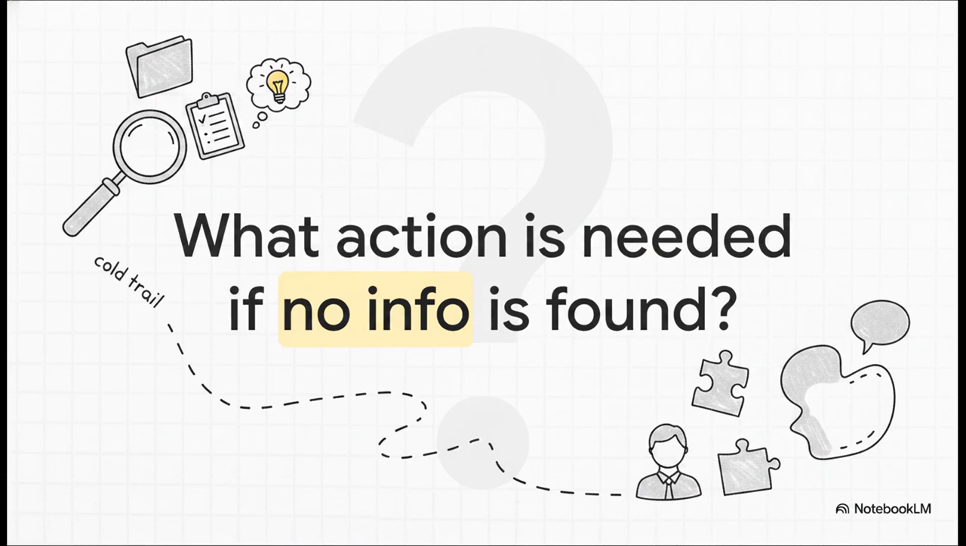According to the resolution workflow, what is the correct action if you are working a PR20 denial and there is absolutely no injury or litigation information available in the system? A, write off the balance immediately. B, contact the patient directly or escalate to client review. Or C, bill the patient's secondary medical insurance. If the trail is completely cold internally, who holds the missing piece of the puzzle to get this claim paid?